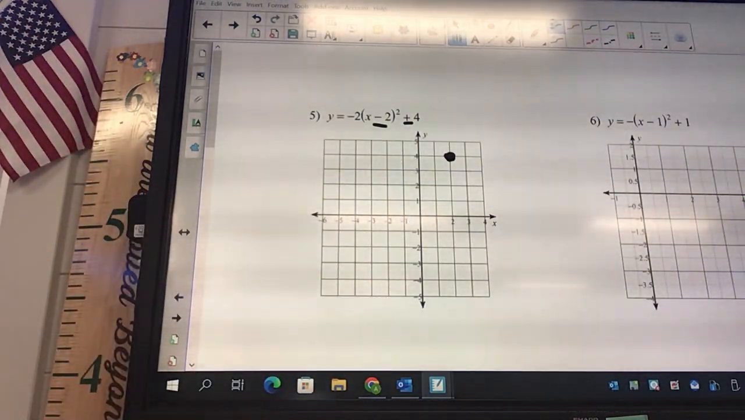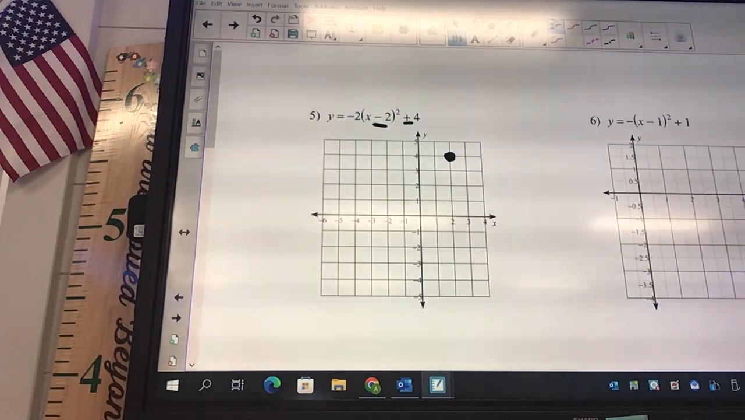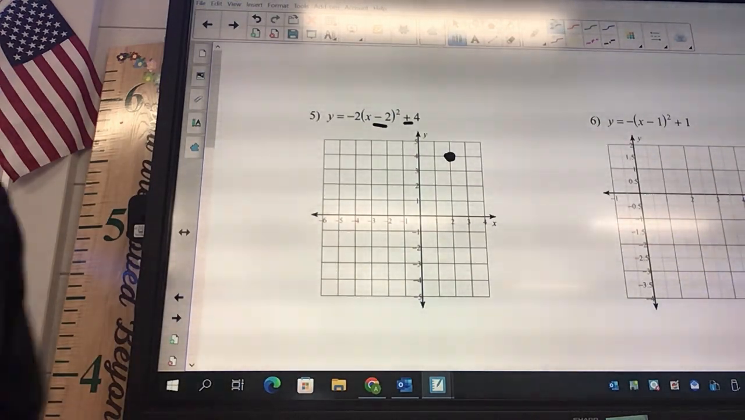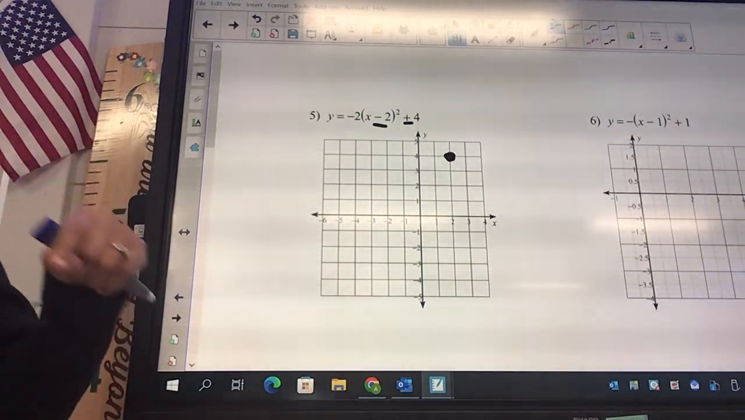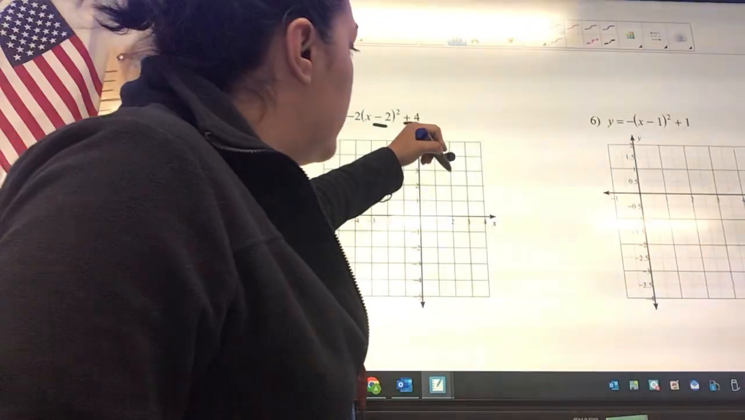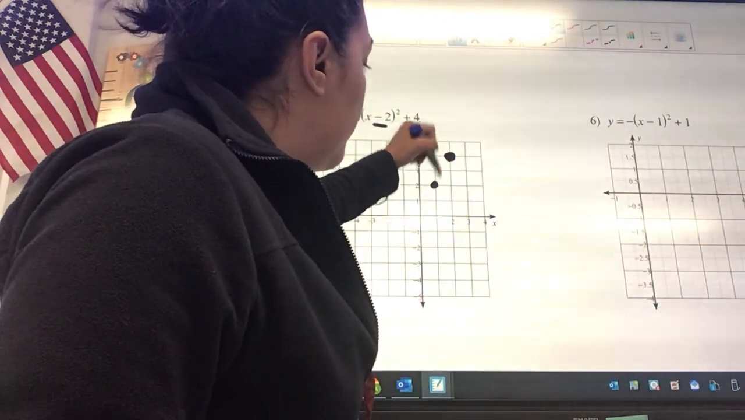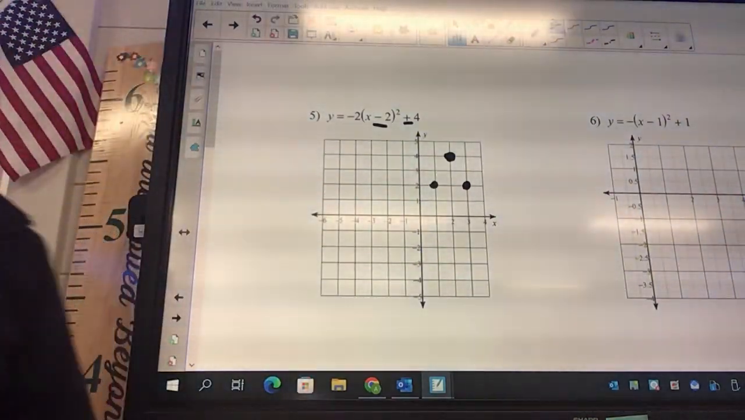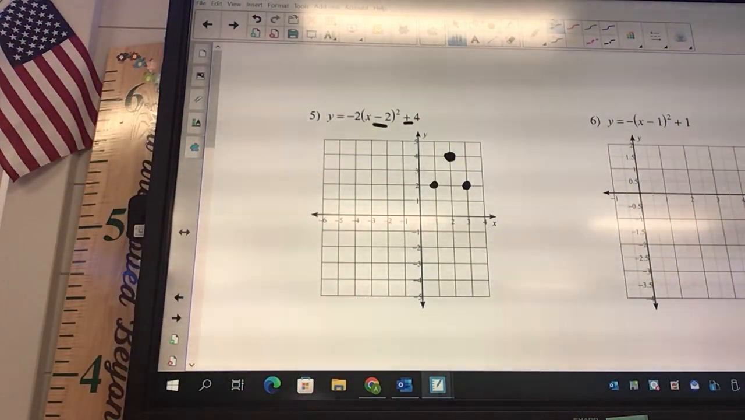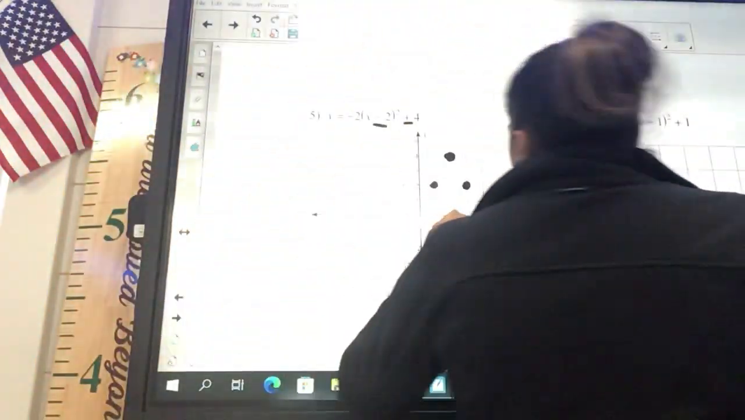Now, does this graph open up or down? It opens down with a slope of 2. So instead of going 1 over 1, you're going to go 2 over 1. Down 2, over 1. On these ones, you only graph the first 3 points, not 5. When there's a number out front, we only graph 3 points, not 5.